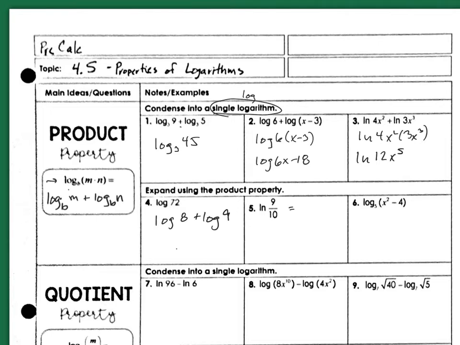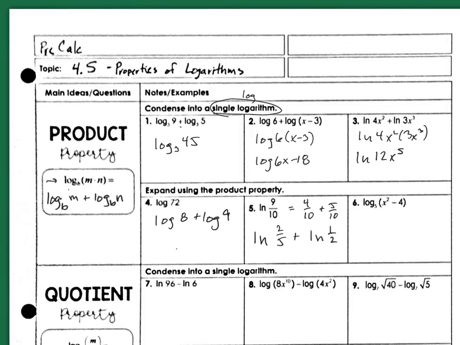But if we think about 9/10, this is 4/10 plus 5/10. This would be then, of course, we could reduce this. This would be the natural log of 4/10 reduces to 2/5, and then the natural log of 1/2. That one, I don't know that I would do that as a product property once we learn the other properties.